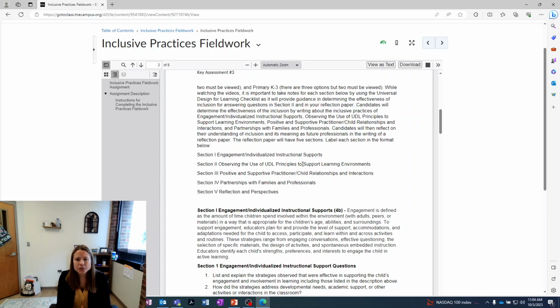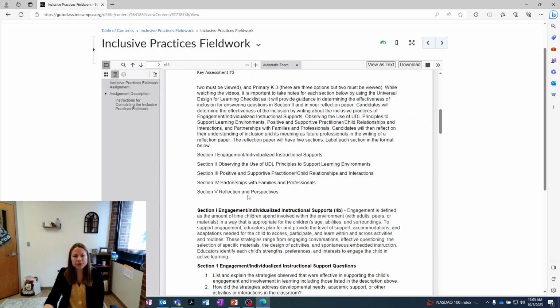Looking at the interactions, are they positive and supportive between the child and the teacher and other partnerships with families? And looking at those specific partnerships with families and other professionals. And based on your notes, you're going to reflect on your understanding of inclusion and what it means to you as a future teacher. And you will put that in your reflection paper.